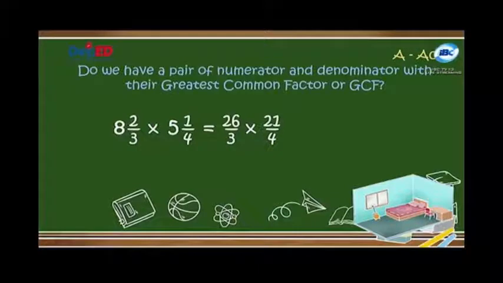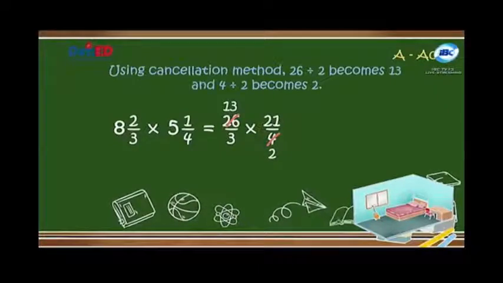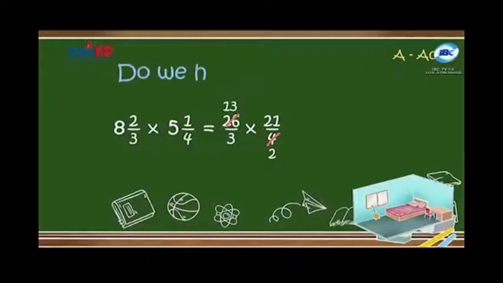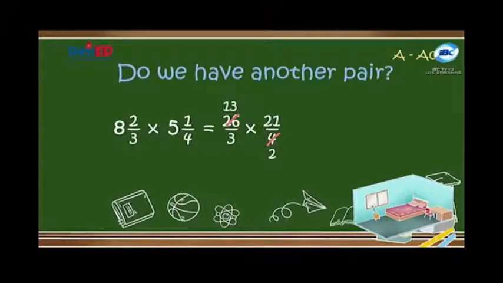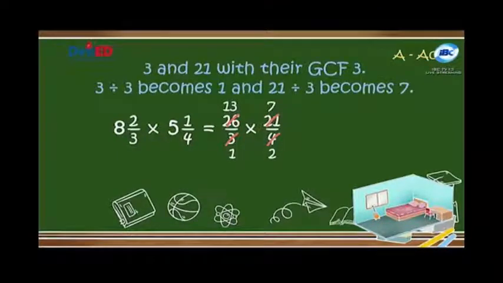Yes, 26 and 4 with their GCF 2. Using the cancellation method, 26 divided by 2 becomes 13. 4 divided by 2 becomes 2. Do we have another pair? Yes, 3 and 21 with their GCF 3. 3 divided by 3 becomes 1. 21 divided by 3 becomes 7.